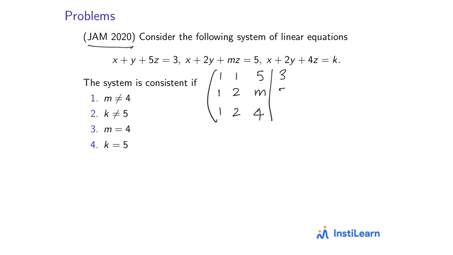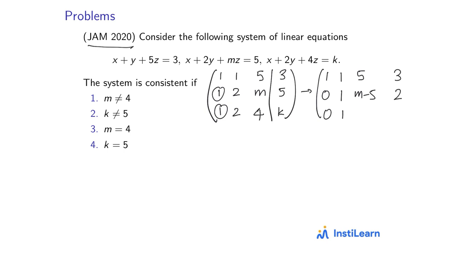3, 5 and k. We quickly create 0 here and here, so we subtract both of them from the first row and it will become 1, 1, 5, 3, and then 1 minus 1 is 0, 2 minus 1 is 1, m minus 5, 5 minus 3 is 2. This becomes 1 minus 1 is 0, 2 minus 1 is 1, then 4 minus 5 is minus 1 and k minus 3.